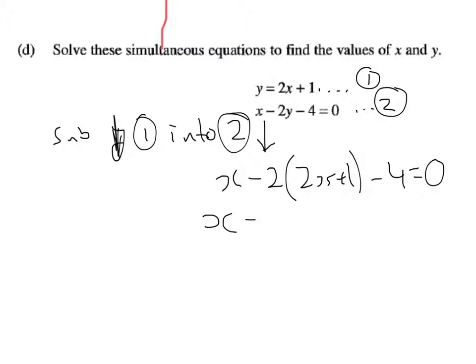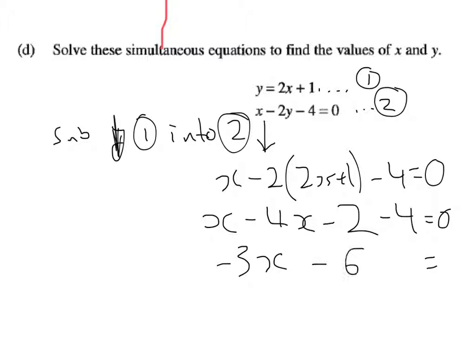Alright, in x minus, I'm going to expand this quickly. It's very important because it's minus 2 outside the brackets. Minus 2 times 1 is minus 2. Take away 4 equals 0. So we're working towards a correct answer. We have x minus 4x, so that gives you negative 3x. Negative 2, negative 4, that's minus 6 is equal to 0. Negative 3x is equal to positive 6.